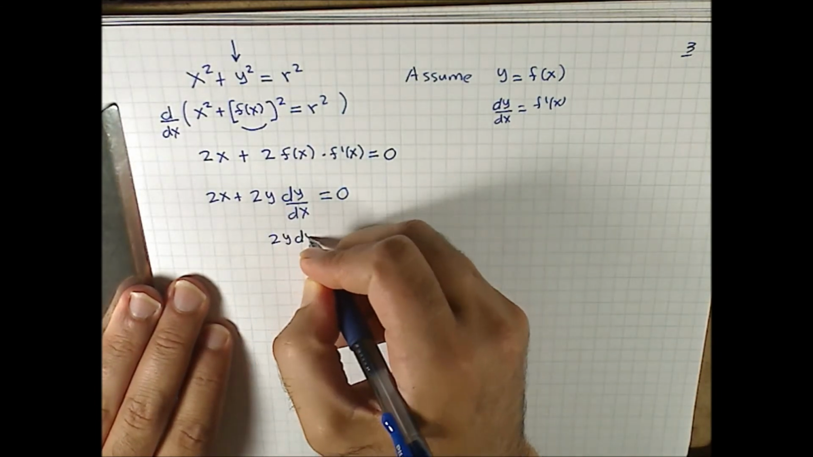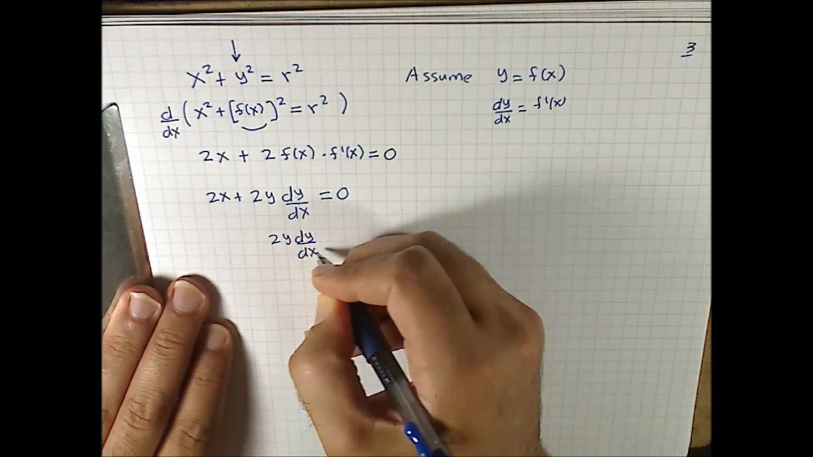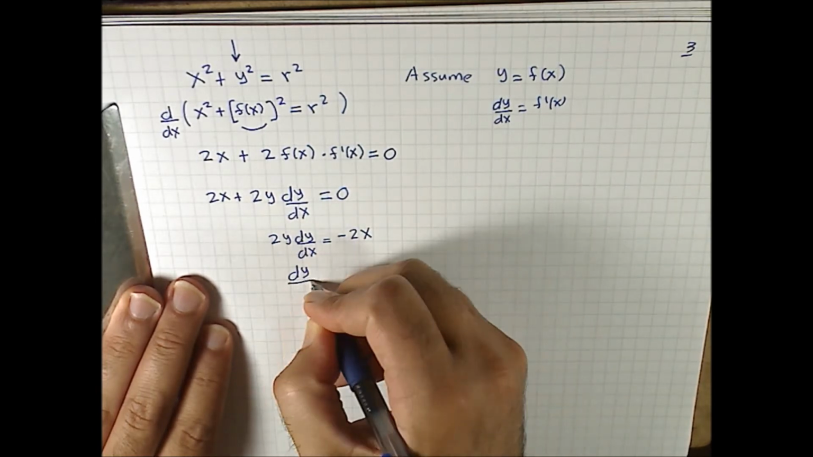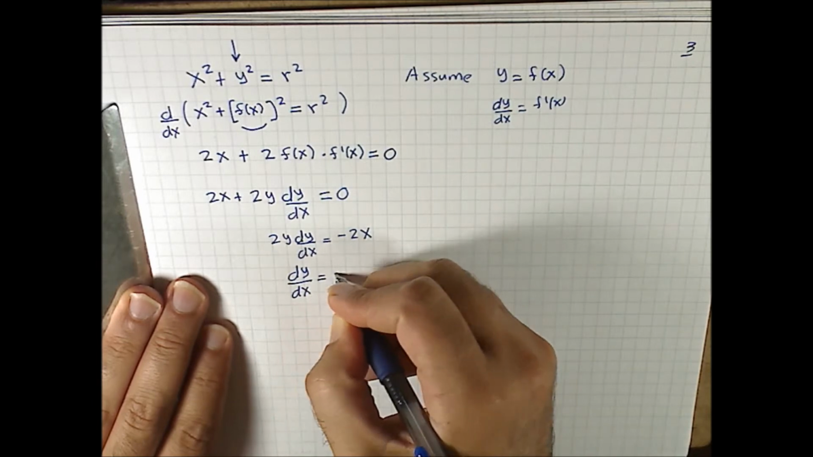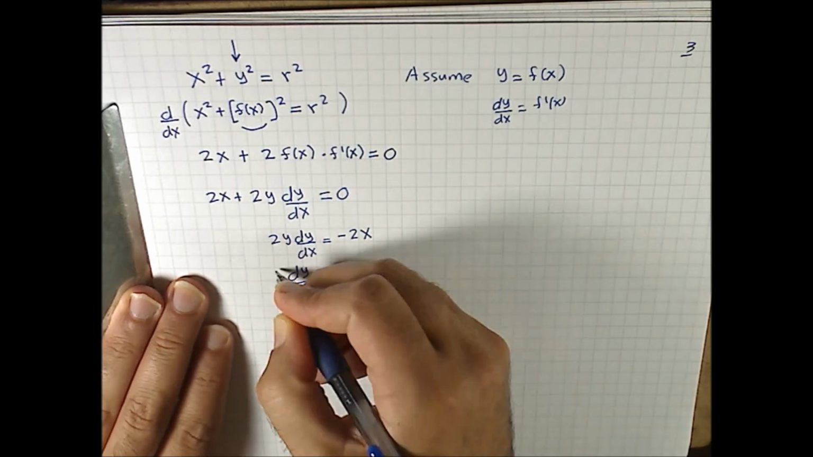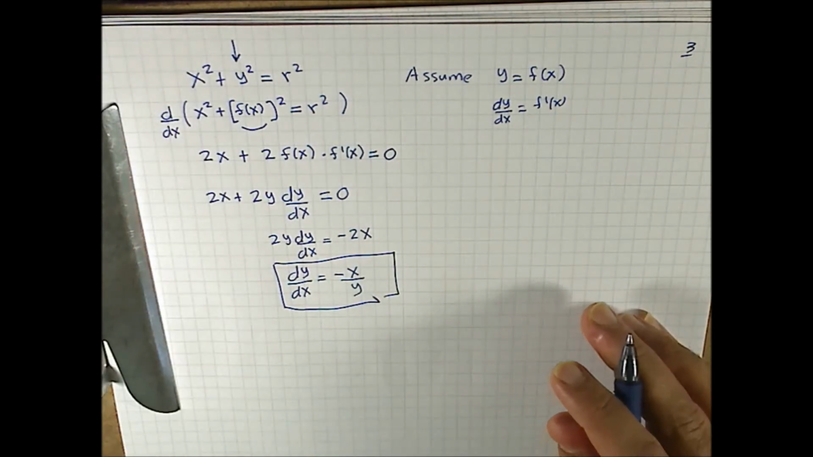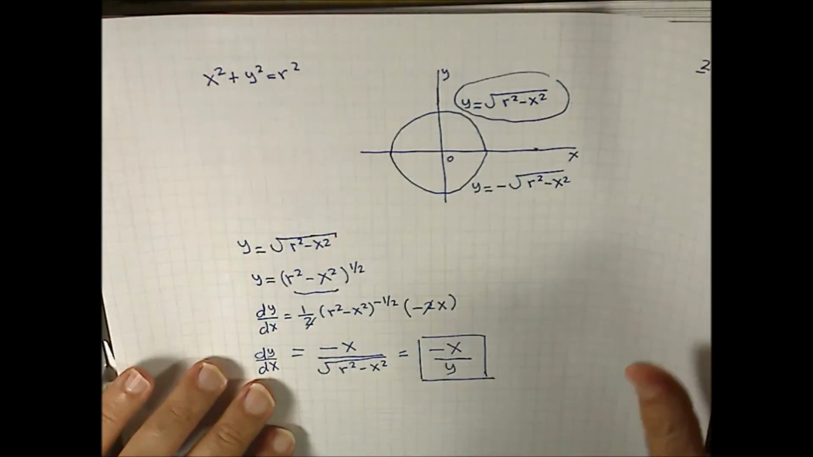Now solve for dy/dx. We get 2y dy/dx is equal to negative 2x. Simplify, we get dy/dx is minus x over y. And this is exactly the same answer that we obtained earlier when we applied the power rule and the chain rule on this page here.